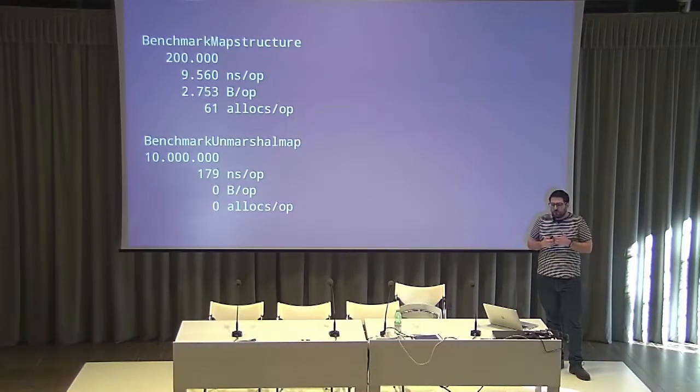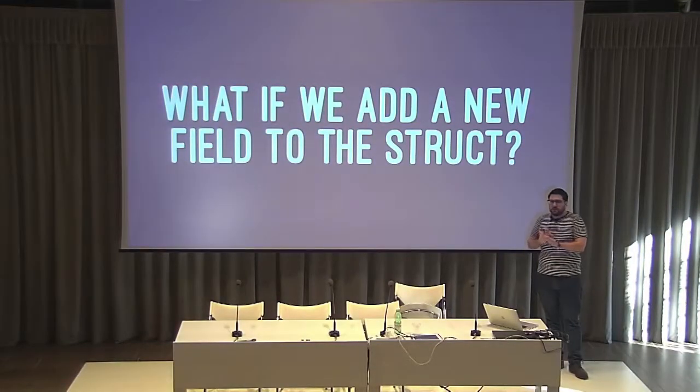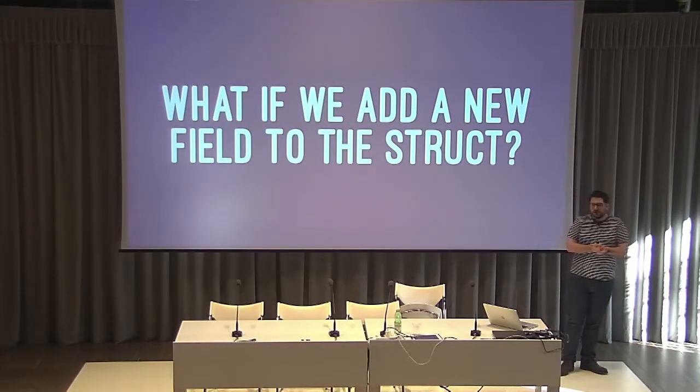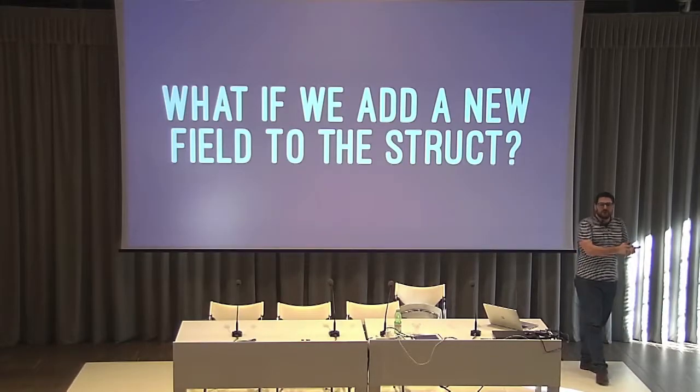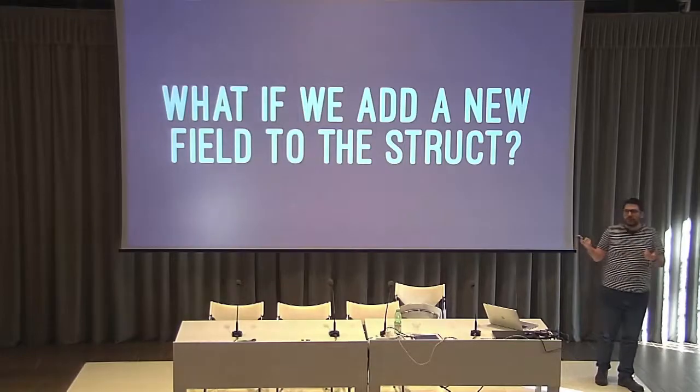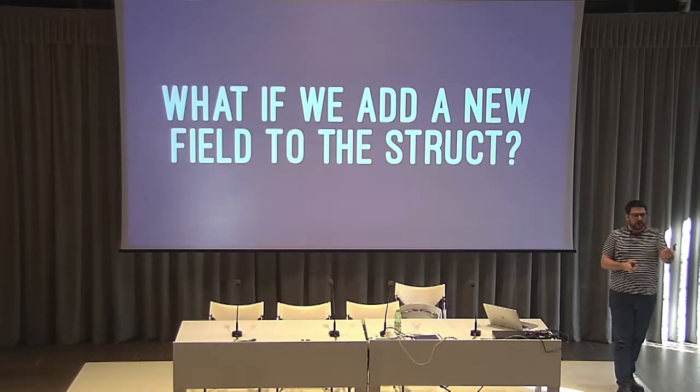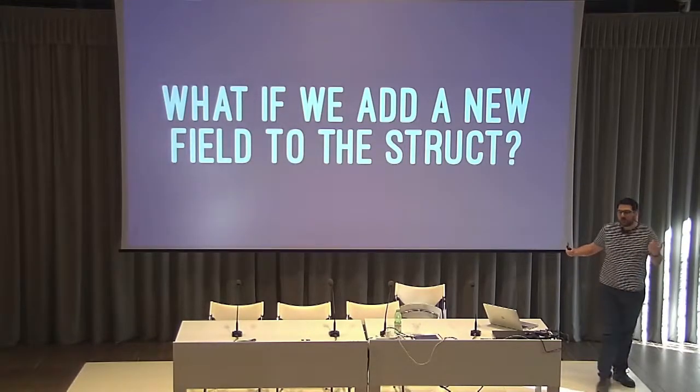Then what happens if we add a field to the struct? My Marshall map method is no longer in sync with the actual structure of the struct. I will be getting the information in the map, but I won't be copying it into the struct.